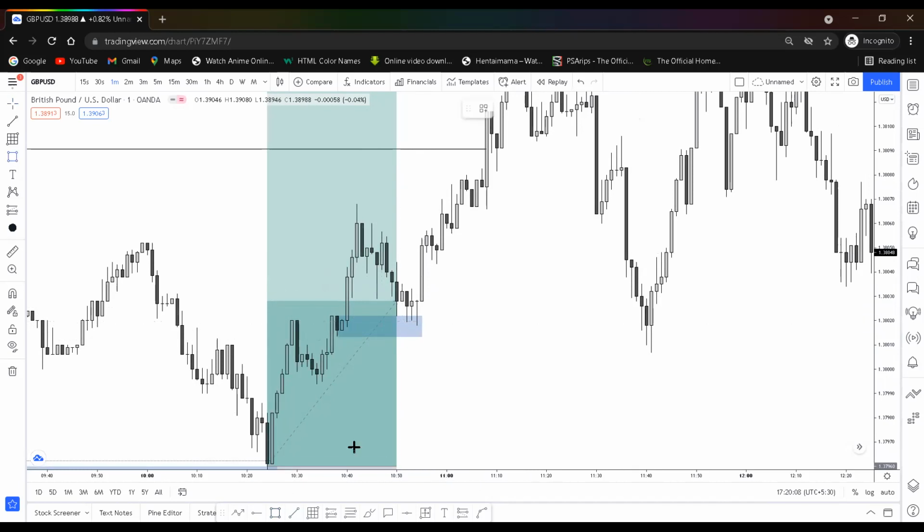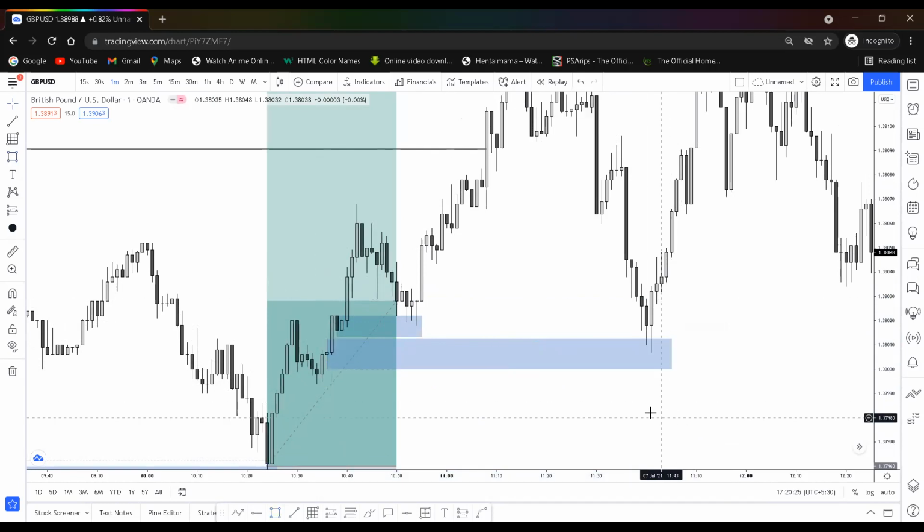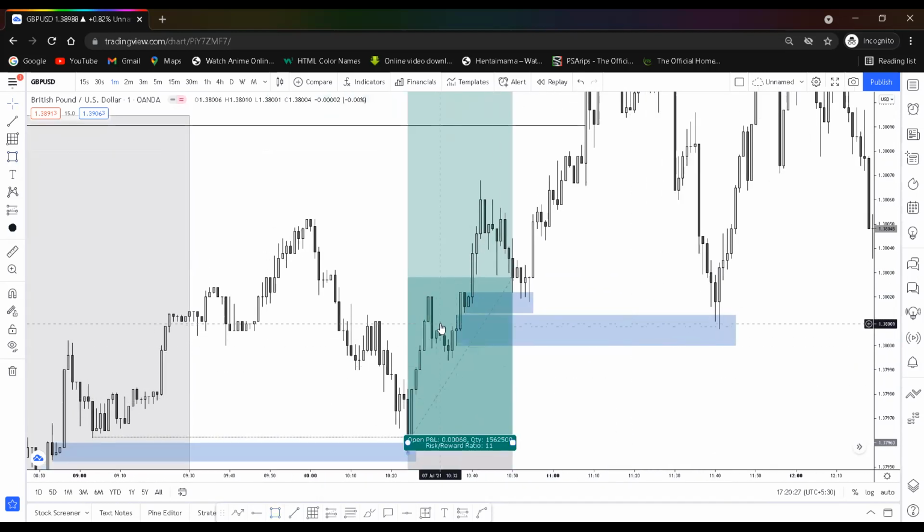So now what would they do? They'll definitely use it as a trap. You see that? This is the trap. But what is a real POI? You see, they did not really fill the imbalance yet. See that? And this is where the push down started, right here. So we can take it like that. This is where the push down started.